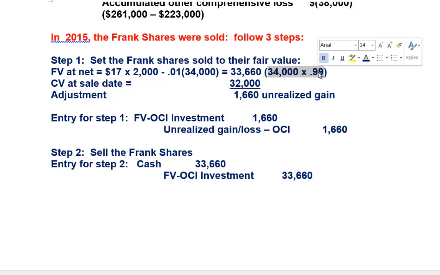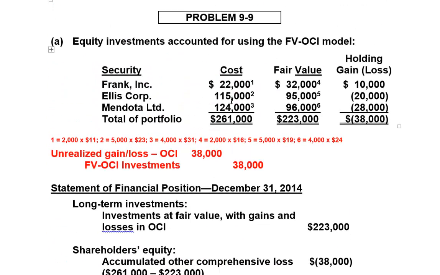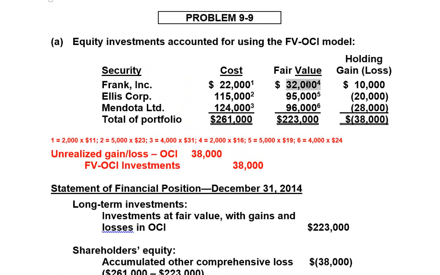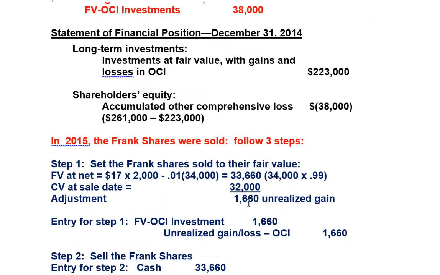So you would be setting the investment to its fair value net of the commission. So some students might opt to do it this way. It's up to you. The carrying value of the investment at the sale date is exactly what we last valued it at. At the end of the previous year, we had set the fair value through this adjustment to $32,000. So if we compare that, we can see that now we have an unrealized gain on the investment at the date we're going to sell it of $1,660.